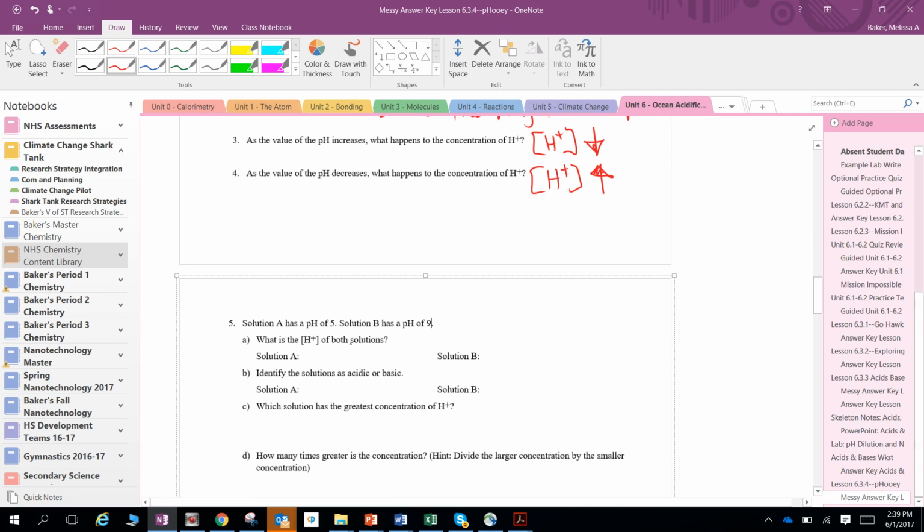What if you've got two solutions? One has a pH of 5, one has a pH of 9. The concentration of the hydrogen ions would be 0.00001 and 0.000000001. In other words, that's the same as saying 1 times 10 to the minus 5th and 1 times 10 to the minus 9th.